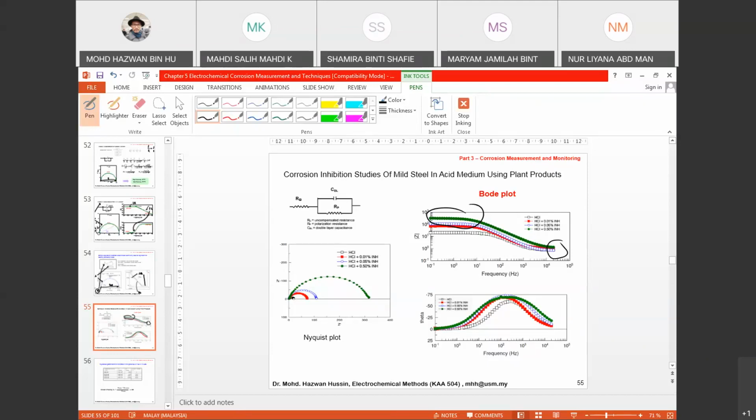So anything to share about what you actually see from the Bode plot? I think Mahdi has discussed the Nyquist plot just now. I think I will conclude that later on. But what you can see from the Bode plot, Maria? Apart from what Mahdi told, about the electrical component and whatsoever. I'm not sure.